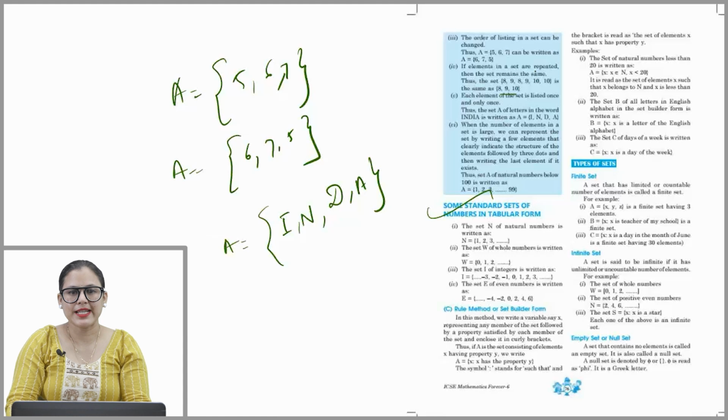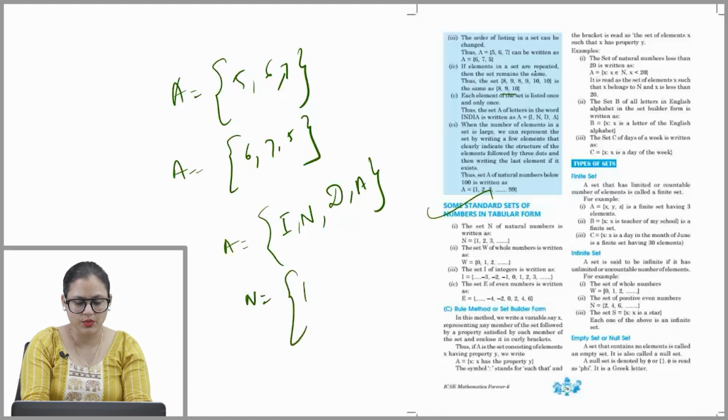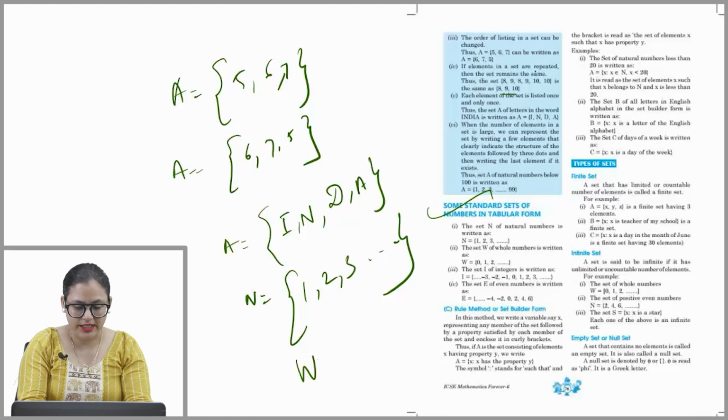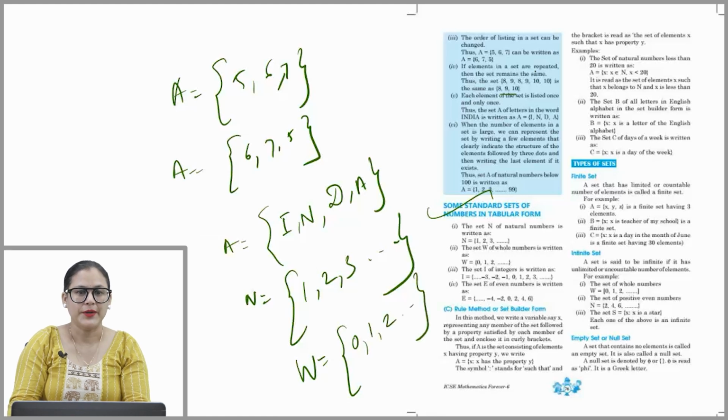Number 1, the set N of natural numbers is written as N equals, in curly brackets, 1, 2, 3 and so on, because there are so many natural numbers, you cannot write all of them. Number 2, the set W of whole numbers is written as W, then in curly brackets 0, 1, 2 and so on. Whole numbers start from 0.